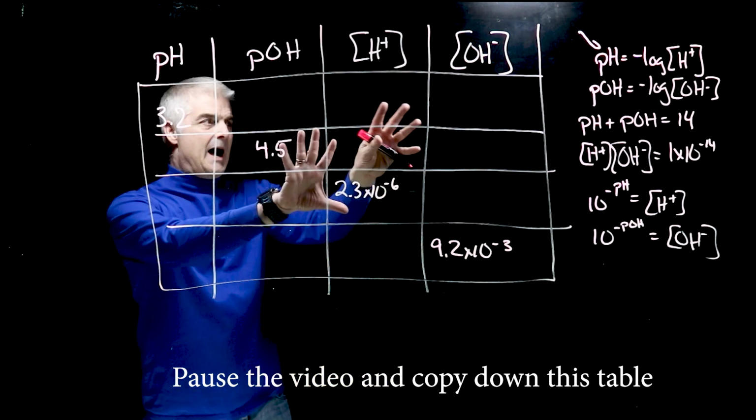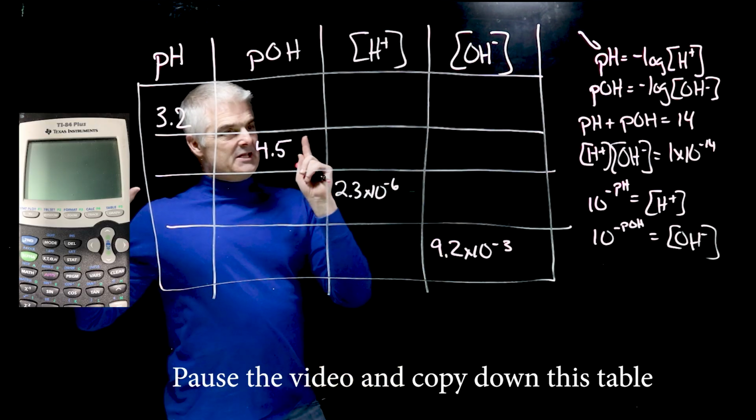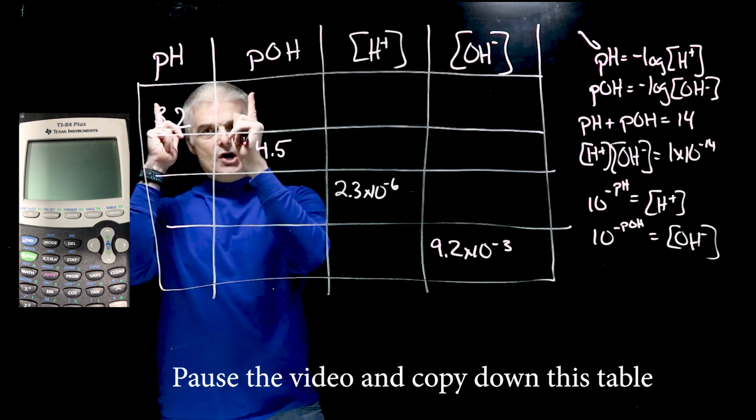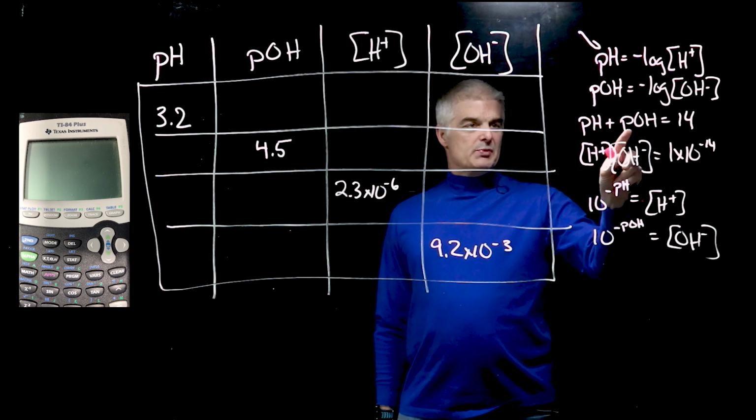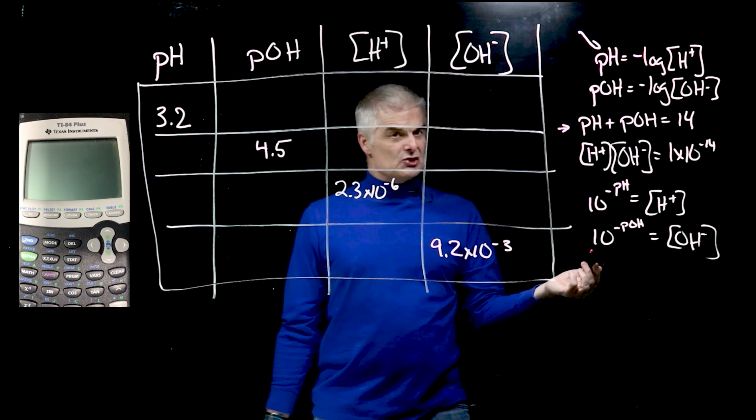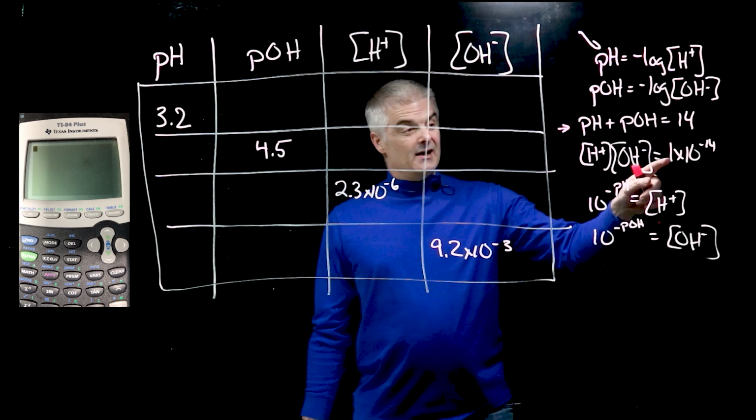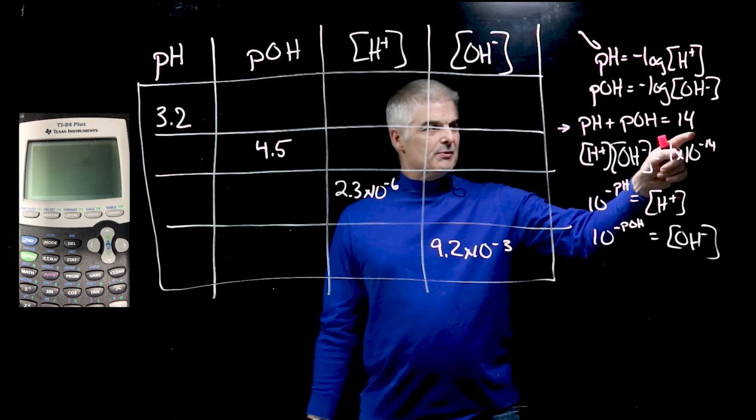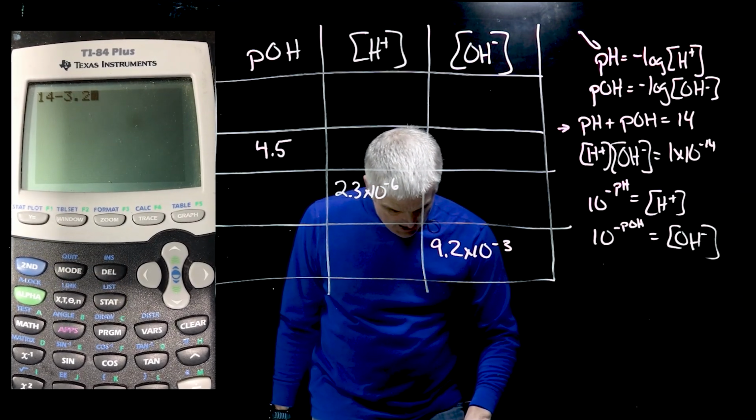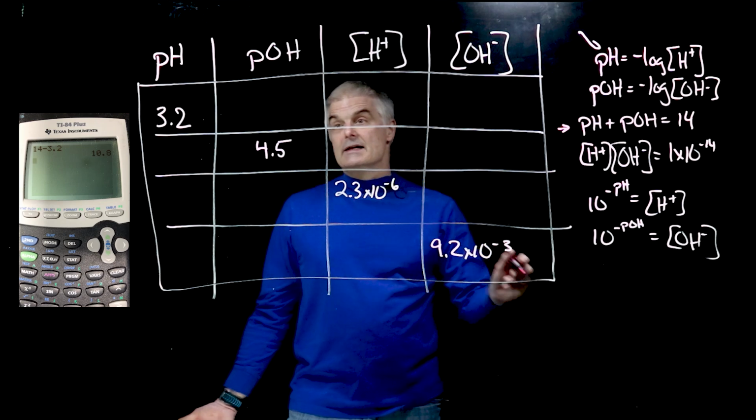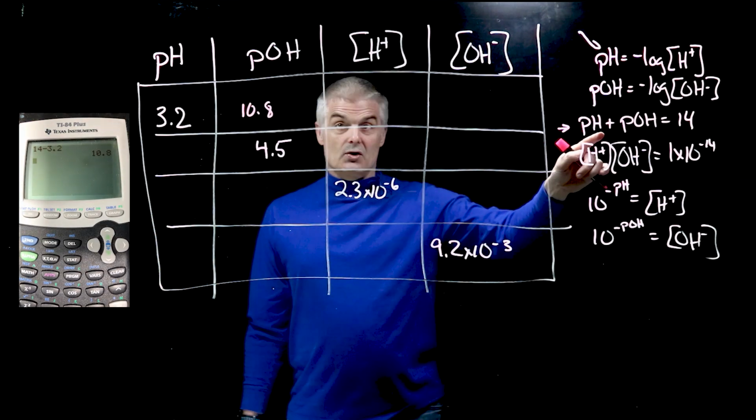What I want you to do is copy down this table. We're now going to use this and our calculator to see if we can solve these problems. If I know the pH is 3.2, this equation is going to make it super easy. So let's go to the calculator. 3.2 plus something equals 14, so I just take 14 minus 3.2, and voila, I get 10.8. That's just using this equation here.